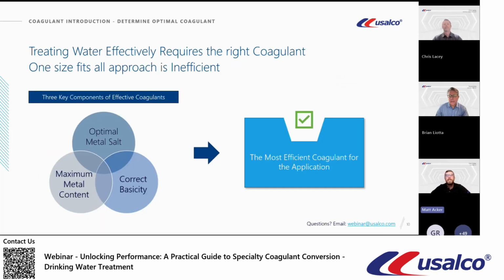So the purpose of optimization: how do we effectively choose the right product? We discover the most efficient coagulant for that application. Is it iron? Is it aluminum? Iron's more on the industrial side, or sometimes a combination of both iron and aluminum salts. Find the product that maximizes the metal feed. We're looking for the best basicity for that water. The combination of the three is where the product is at. And if you're wondering how price factors into that, it'd be included in that maximum metal content.